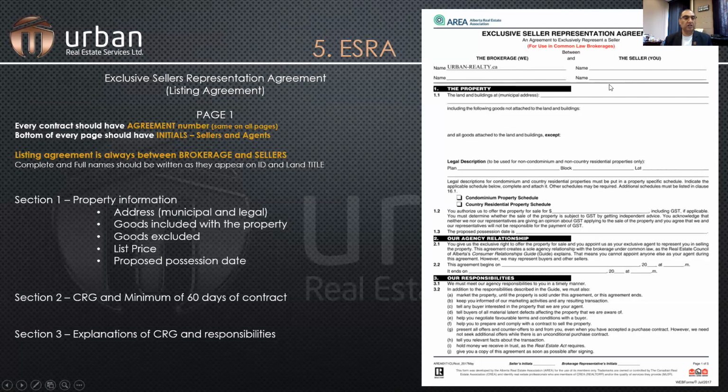You put the seller's name. Please make sure you put the names exactly the way they appear on their IDs or on the land title. Section 1. Okay, before we go there, also a good tip to remember, the bottom of each page has seller's initials and brokerage representative's initials. So you will be initialing all the bottom pages, and you will be signing the last pages where the signature is required. And as a realtor, you can witness the sellers and your own signatures as well.